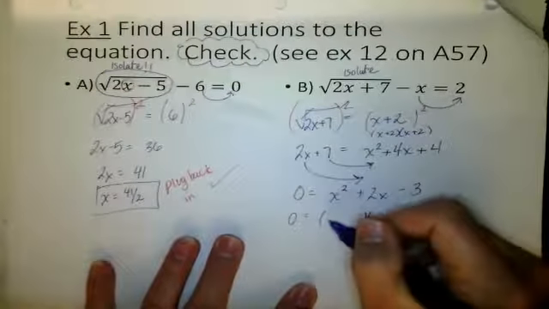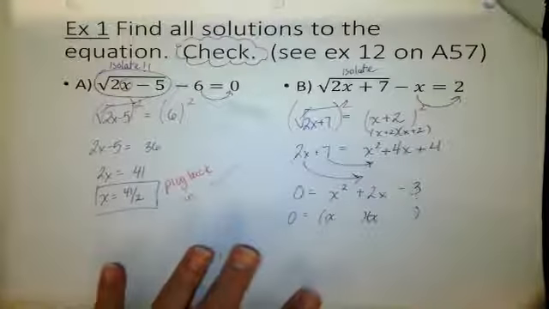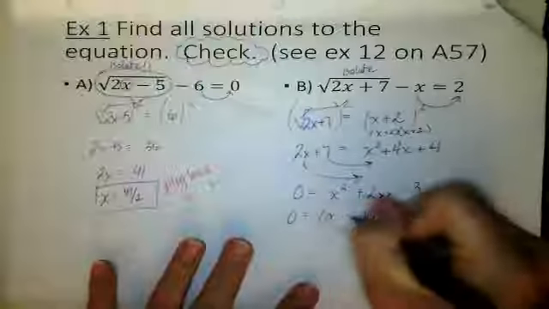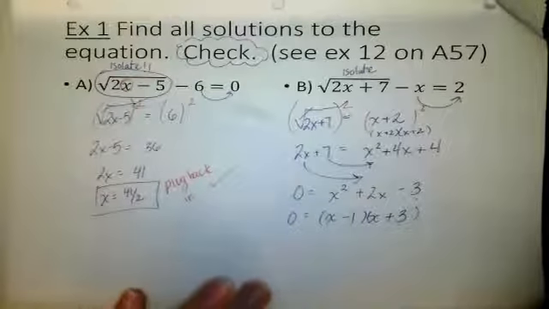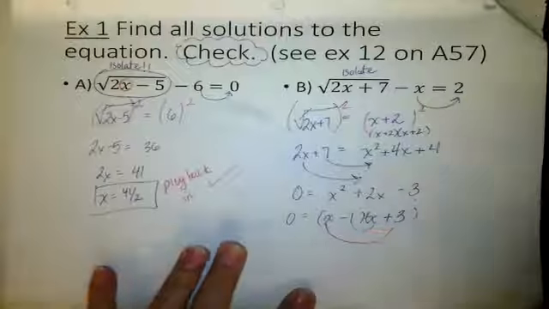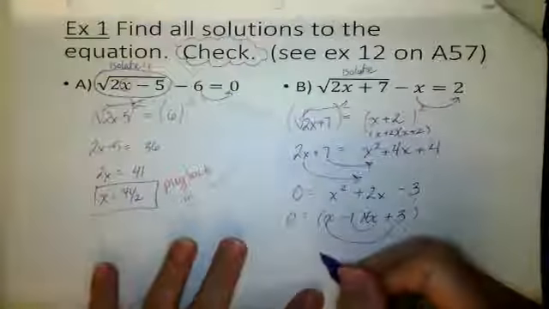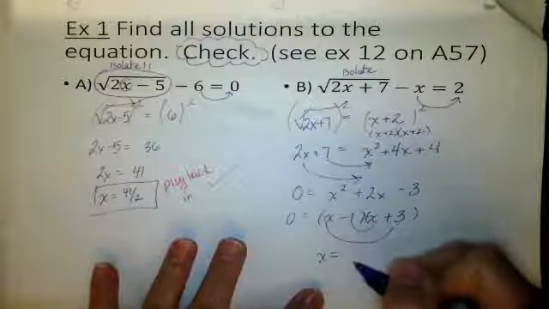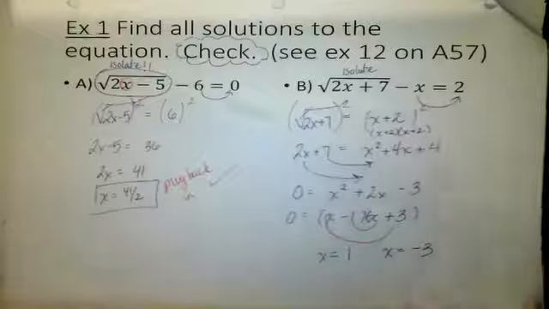All right, so we have x times x is x squared. What times what is negative 3? Negative 1 and positive 3. How do you know if you did that correctly? Check the rainbow. And I know I did that correctly because I've already done this. All right, so we get x equals 1 and x equals negative 3 for possible solutions.